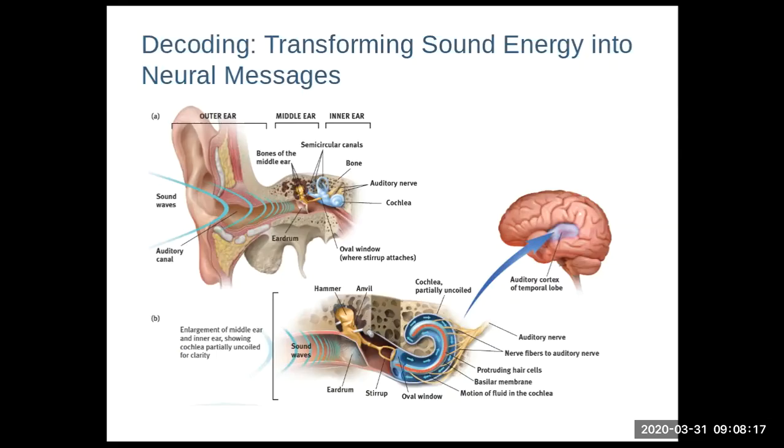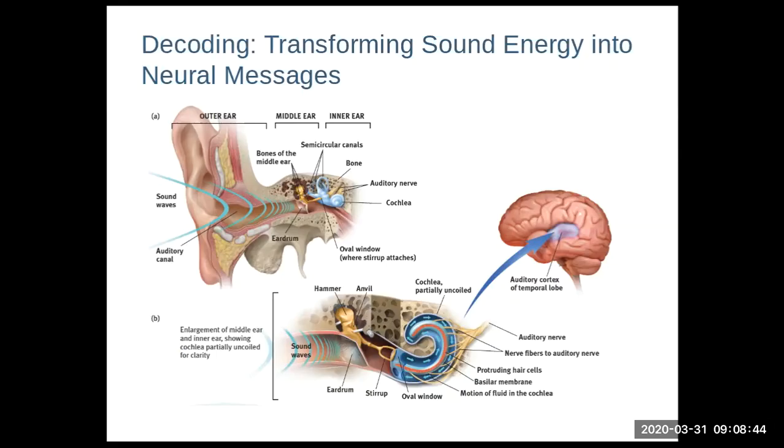And then it hits off of those three tiniest bones in the body: the hammer, the anvil, and the stirrup. Once it goes through the stirrup, you can see on the top in the inner ear that it looks like a little snail shell, that inner ear cochlea. And down in B, where we zoomed in on the middle ear and a bit of the inner ear, if you start to unravel that cochlea, that's kind of what it looks like.